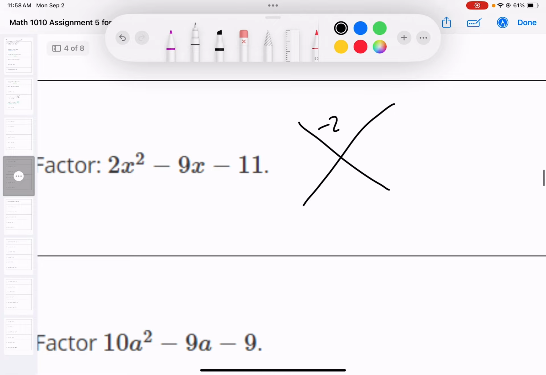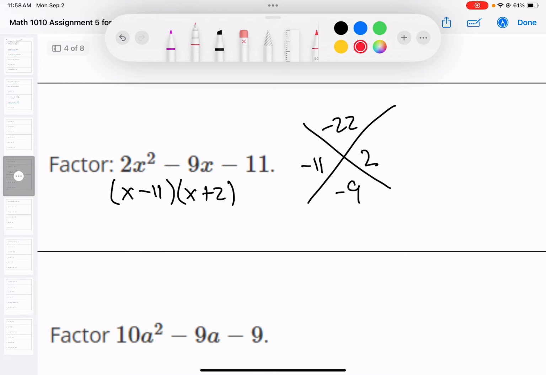So I'm going to give me negative 22 and a negative 9, and that's going to be 11 and 2. But so it's going to be negative 11 and a positive 2. So x minus 11, x plus 2. But in this case, our a value is not 1. It's going to be 2x minus 11 because that is simplified, so I can move it. And then 2 divided by 2 is 1, so x plus 1.